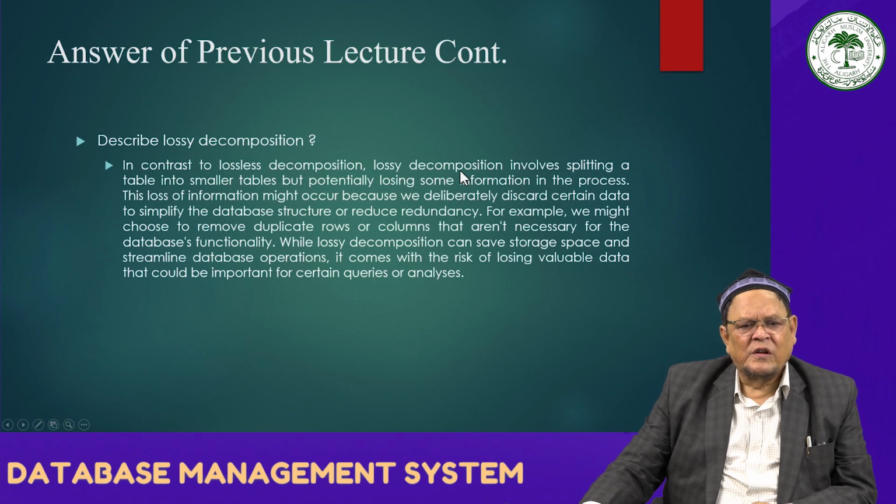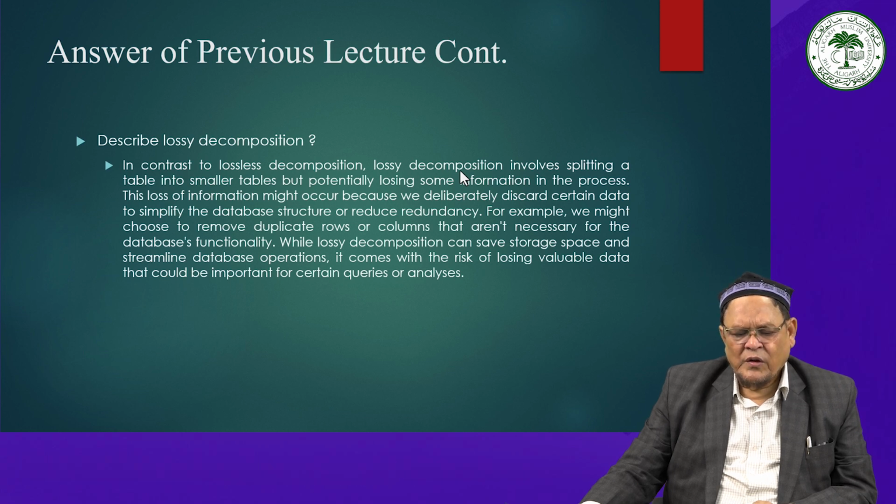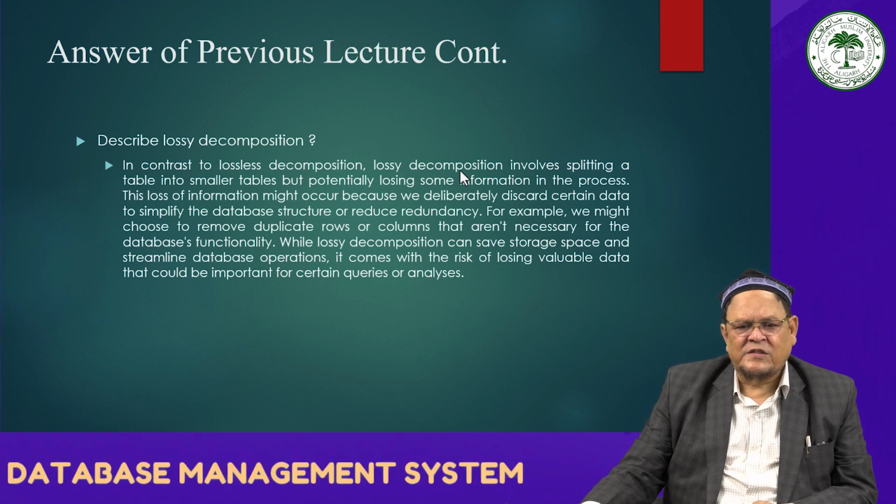The next question, describe lossy decomposition. In contrast to lossless decomposition, lossy decomposition involves splitting a table into smaller tables but potentially losing some information in the process. This loss of information might occur because we deliberately discard certain data to simplify the database structure or reduce redundancy. For example, we might choose to remove duplicate rows or columns that are not necessary for the database functionality.